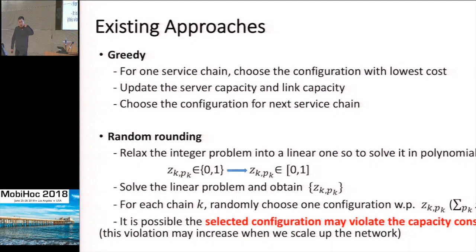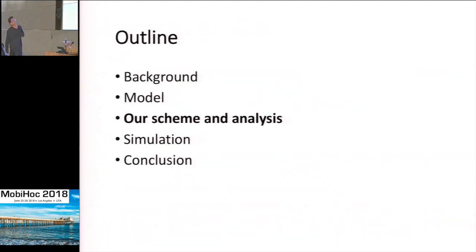The problem is that if you look at these types of solutions, it's possible that the selected configuration may violate the capacity constraint, either the server capacity or the link capacity. More importantly, this violation may increase if we scale up the network. The networks that we want to deal with are usually very large and composed of a lot of service chains. So what is our scheme here?